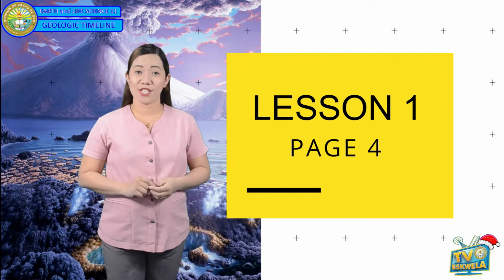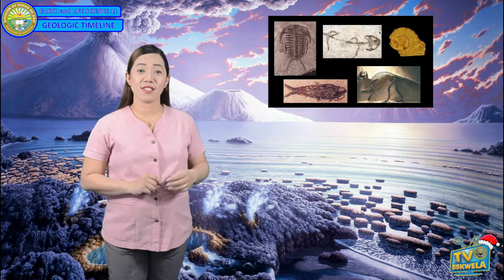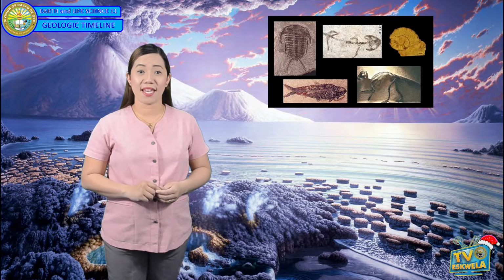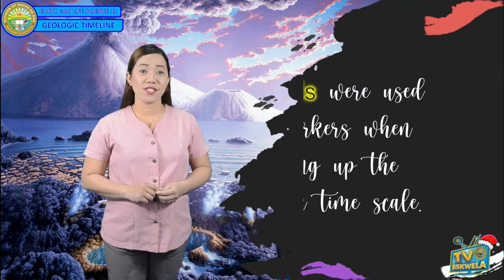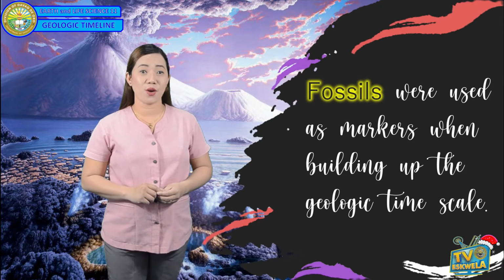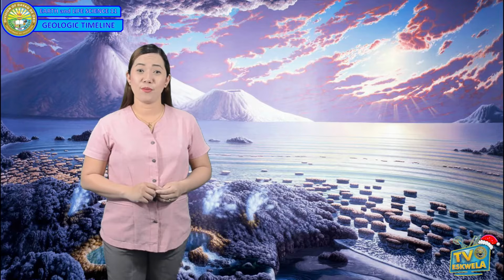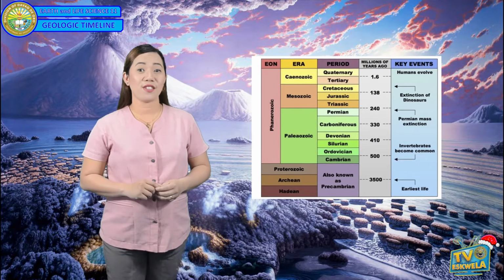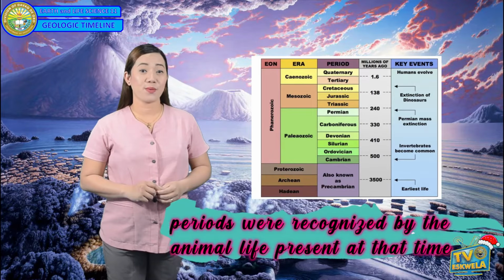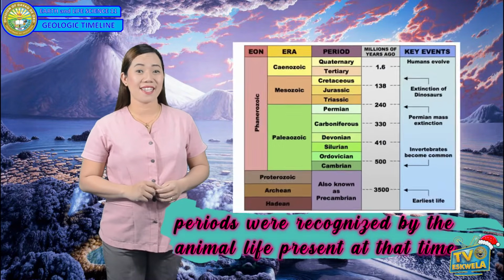Let us now proceed to Lesson 1 on page 4. Fossils are the remains or evidence of prehistoric plants and animals that have fossilized. Fossils were used as markers when building up the geologic time scale. The names of most of the eons and eras end in Zoic because these time periods were recognized by the animal life present at that time.